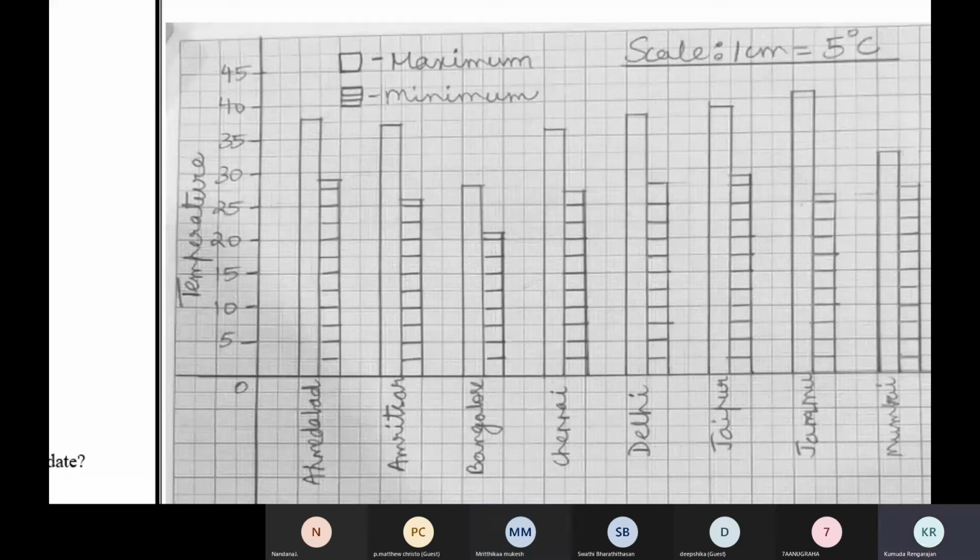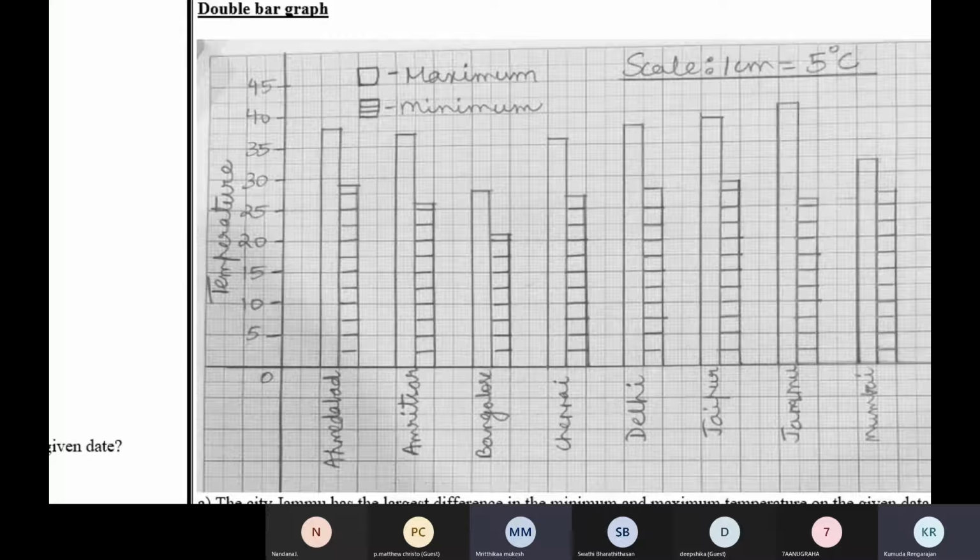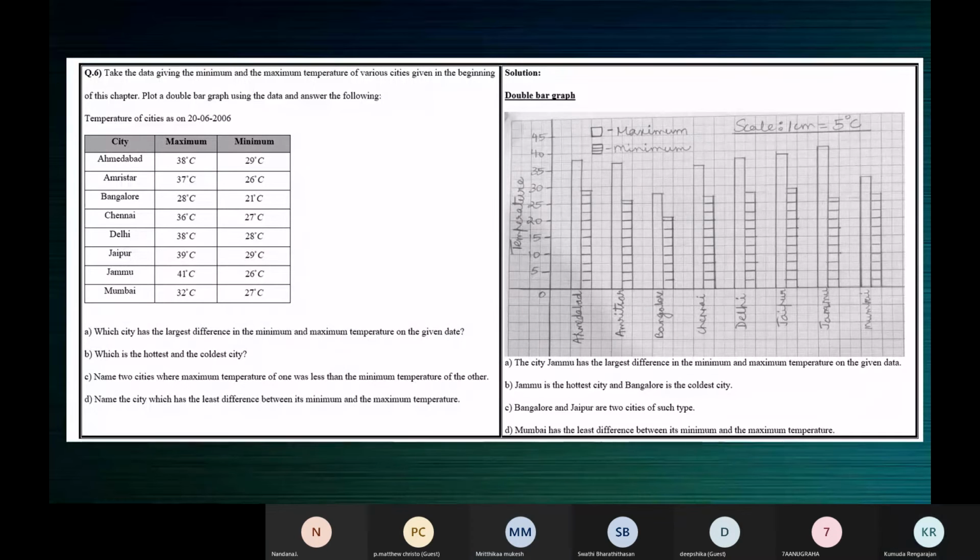That's how you read the subdivisions between 25 and 30. Whatever your scale, divide by 10: 5 by 10 is 0.5. So if you want to read between 25 and 30, skip count by 0.5. After 25, 25.5, 26, 26.5, and so on. Okay, ma'am, clear. Good, thank you, Mritika.